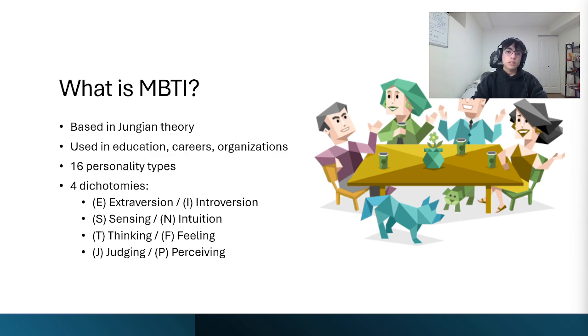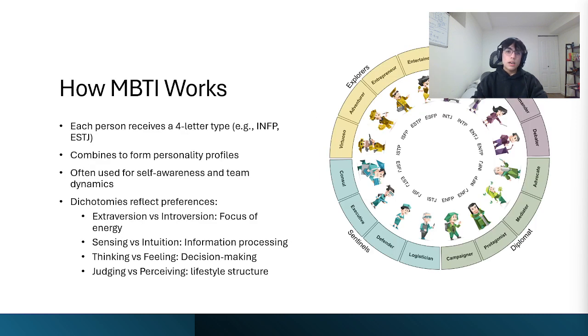So, how does this work? Each of the four dichotomies represents a different psychological preference. Extroversion and introversion describe whether people draw energy from social interaction or solitude. Sensing and intuition reflect how individuals gather information, either through observable facts or abstract ideas.